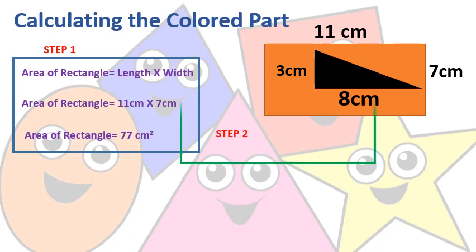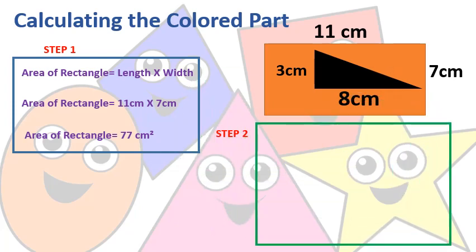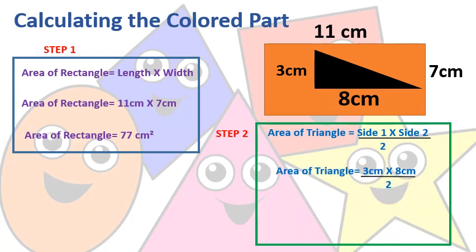Now step 2. We're going to find the area of the triangle. So we said area of triangle is side 1 times side 2 divided by 2. So this is side 1 and this is side 2. So area of triangle is 3 centimeters times 8 centimeters divided by 2. So area of triangle is 24 centimeters squared divided by 2. So area of triangle is 12 centimeters squared.